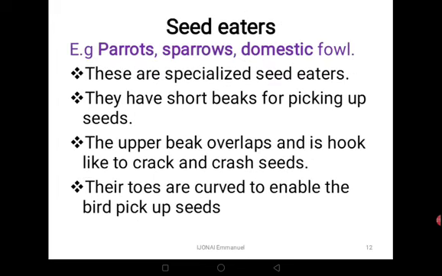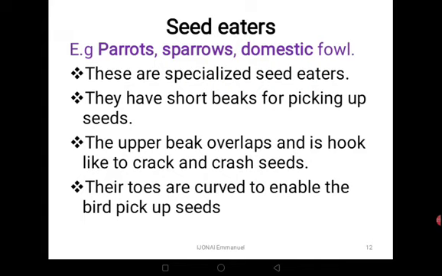Then we have the seed eaters. We are talking about the parrots, the sparrows, the chicken at home. Those ones feed on seeds. They are specialized seed eaters. They usually have short beaks for picking up the seeds. You have seen the chicken at home. The upper beak sometimes overlaps. It is hooked, to crack and crush the seeds.